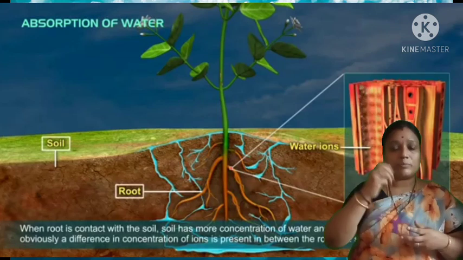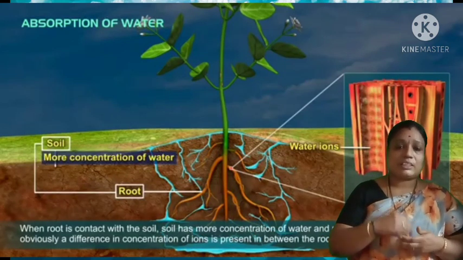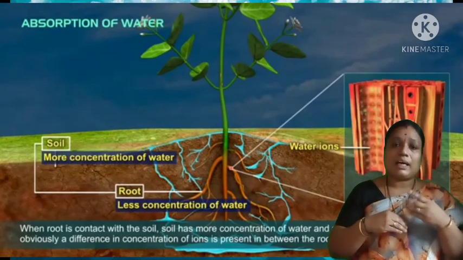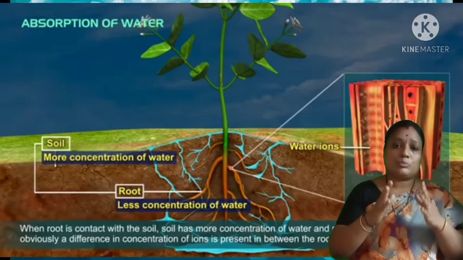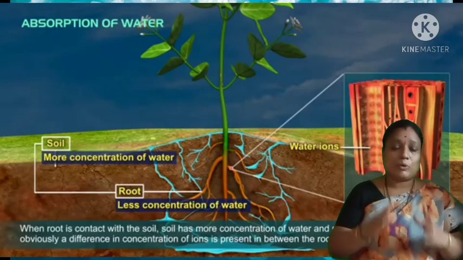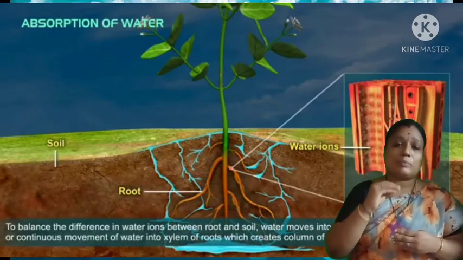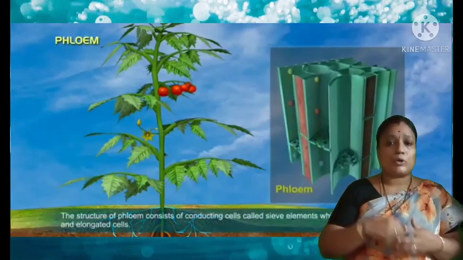So when water and minerals are absorbed, children, the xylem vessels transport water and minerals to the leaves through the stem and branches, at last to the leaves, that is, to the entire plant body, or to all the parts of the plant. Children, we saw how xylem vessels transport the water from root to leaf.